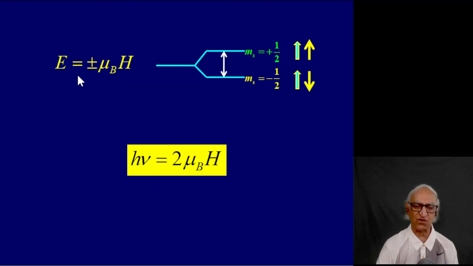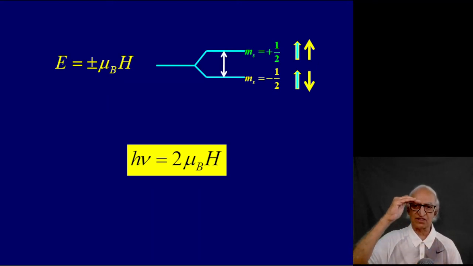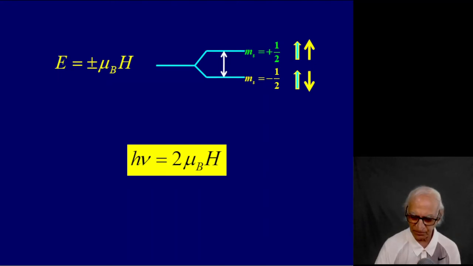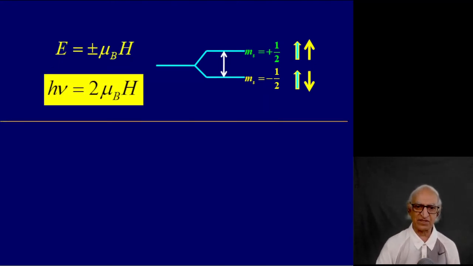The energy of an electron in a magnetic field is plus or minus Bohr magneton times the magnetic field. In other words, the energy level of the electron, which was previously E, is split into two levels. One is higher than the initial level, one is lower, and the energy level difference between that configuration and that configuration is 2 mu B times the strength of the magnetic field. If the strength of the magnetic field is more, the splitting of the two energy levels is more. So that is a picture which is redrawn for your ready reference.